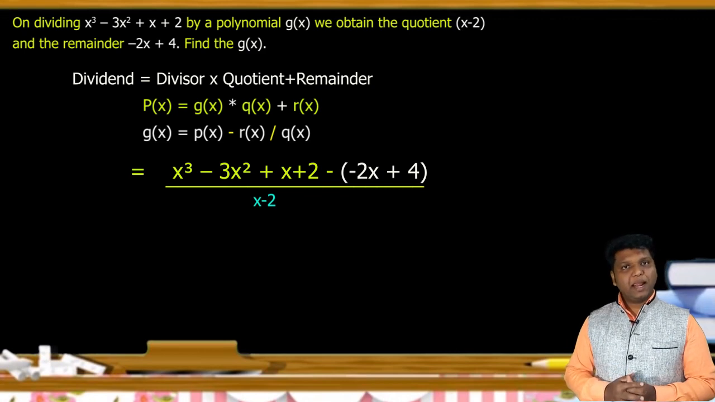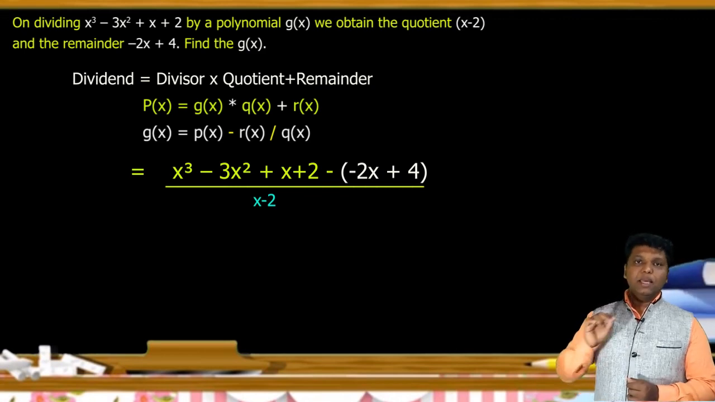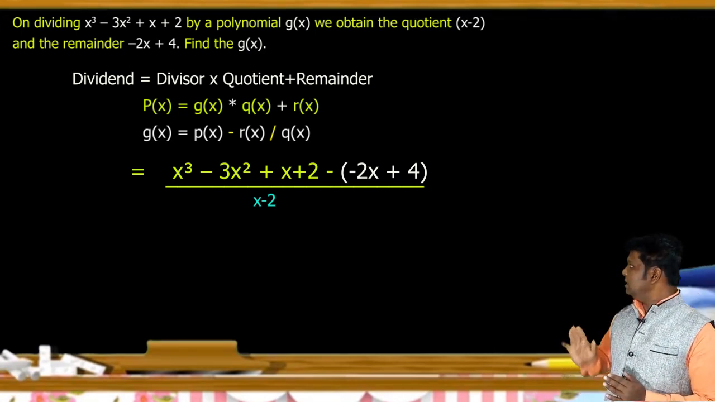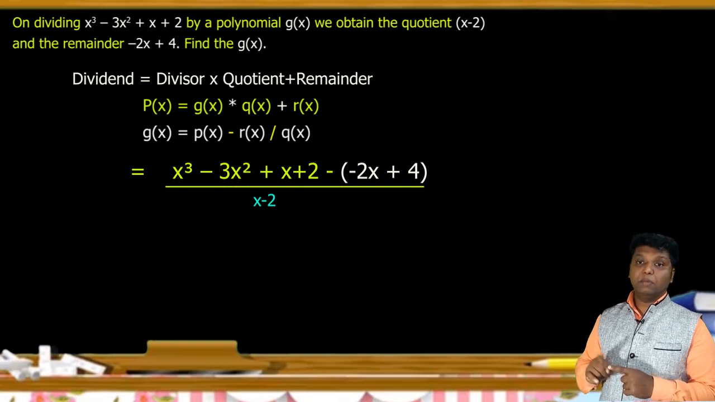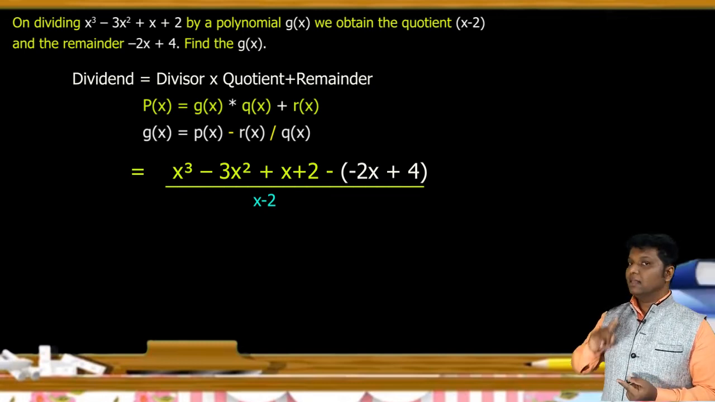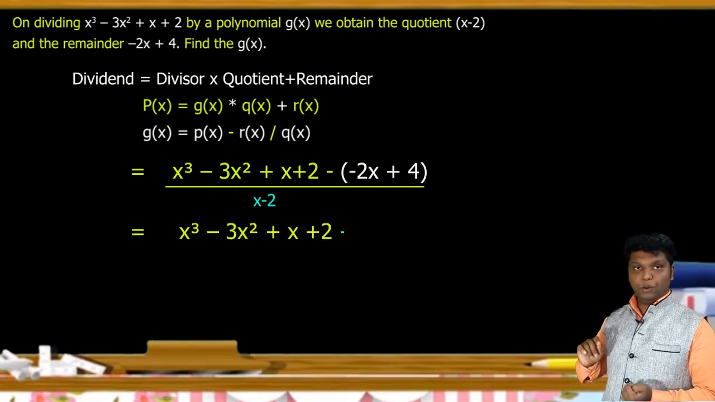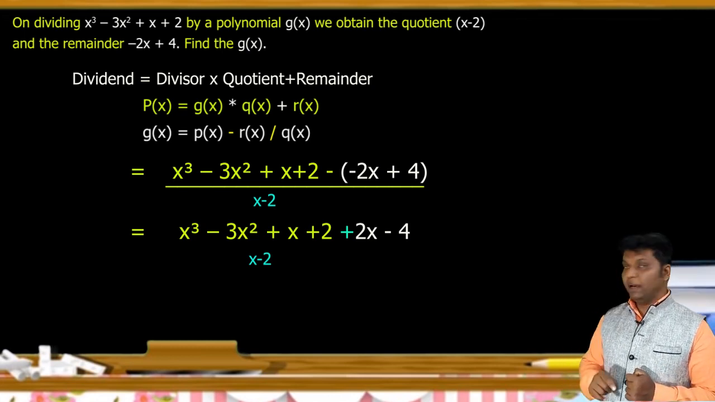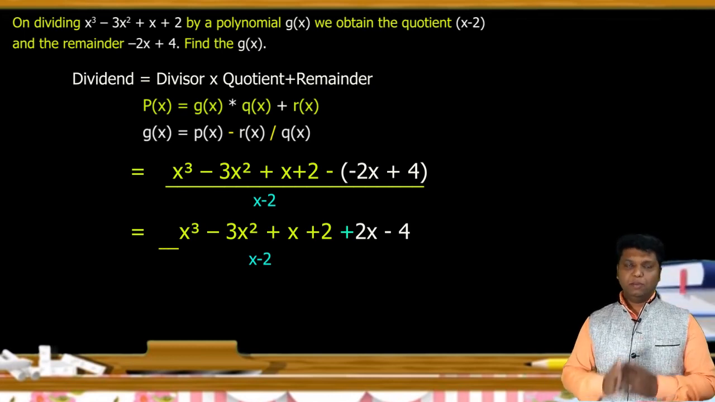Now let us open the bracket in the first step. That is equal to x cube minus 3x square plus 3x minus 2. That much is there. Now minus into minus 2x, minus into minus becomes plus, so plus 2x. Then minus into plus 4, minus into plus is minus itself, so we will write minus 4. The whole divided by x minus 2.